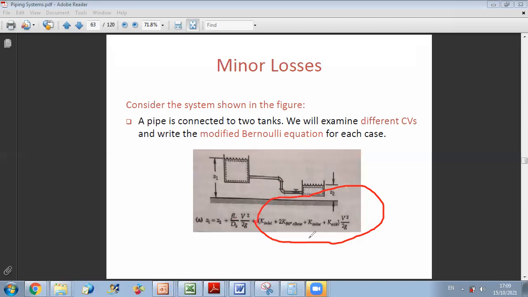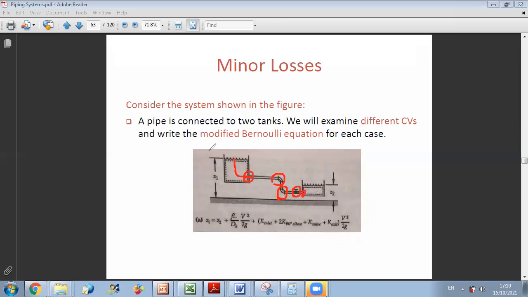How do we know what minor losses we have? We should move through the path. First, as I move here, I have an inlet. Now I have a 90 degrees elbow. This is another 90 degrees elbow. And I have a valve here. And I have an exit at this level.